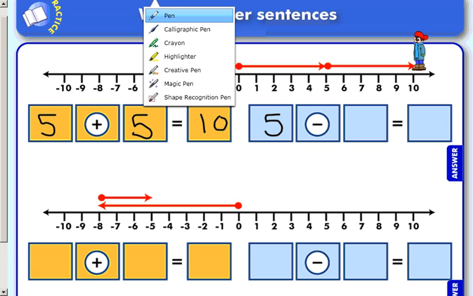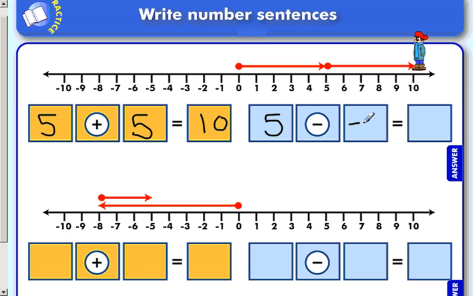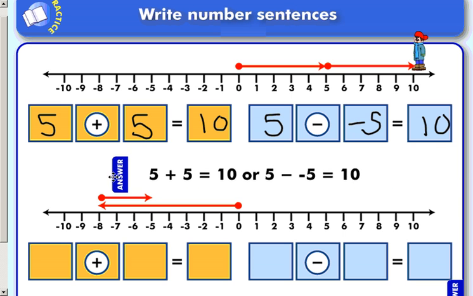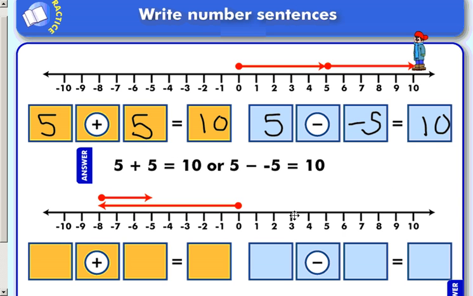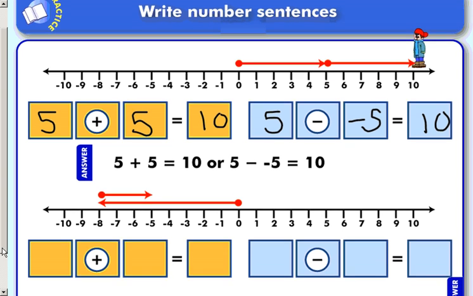So he's going to subtract a negative 5 to still land at 10. So 5 plus a positive 5 is the same as subtracting a negative 5. The result is the same. Adding 5 to 5 is the same as subtracting a negative 5 from 5. And let's pull this out, and we see that 5 plus 5 equals 10, or 5 minus a negative 5 equals 10.